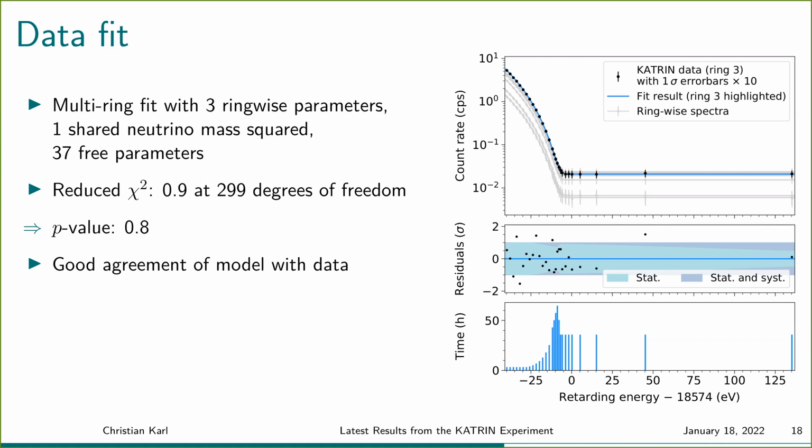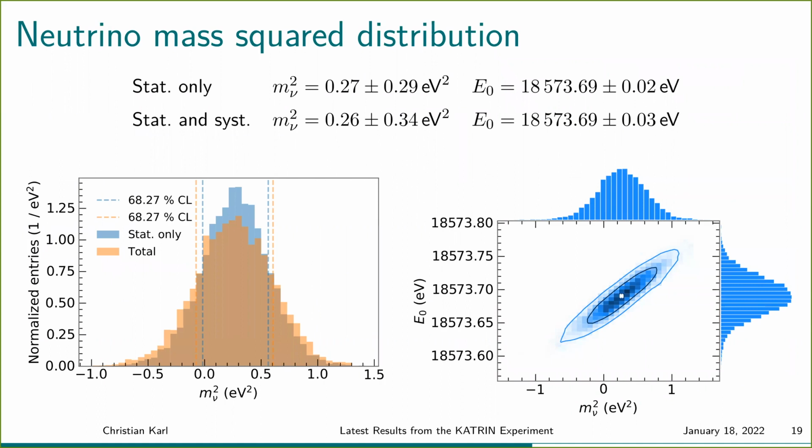Since the agreement is good, we can come to the parameter of interest, which is, of course, the neutrino mass squared. Here with this Monte Carlo propagation approach that we pursued here in Munich. So you can see in the bottom left the distribution of the neutrino mass squared, once only with statistical uncertainty in blue, and then in orange, including all systematic effects. You can, of course, see the widening that comes with included systematics.